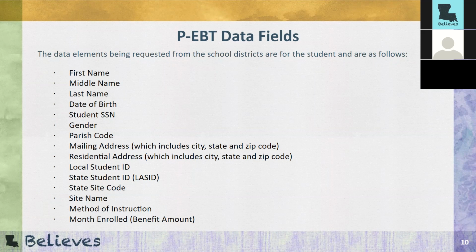So it's first name, middle name, last name, date of birth, student SSN, gender, parish code, mailing address, residential address, local student ID, state student ID, state site code, site name, method of instruction, and the month enrolled. So this is down to the student level determining eligibility. There are some kids in a school that will be eligible where there may be other students in that same population that are not eligible, based on the guidance from USDA on how the P-EBT benefits would be issued.